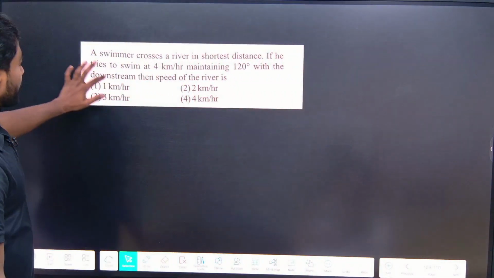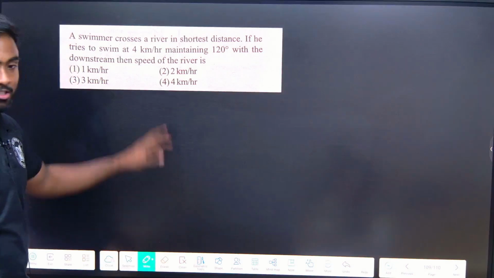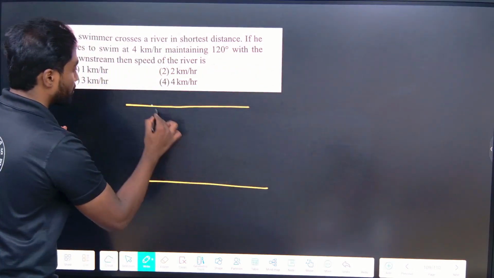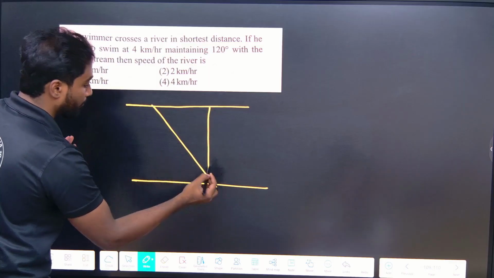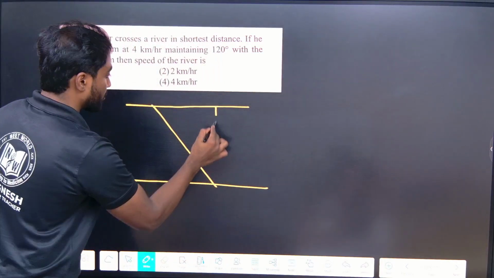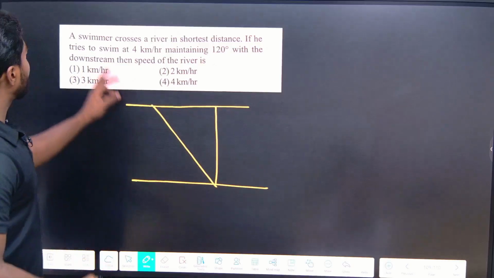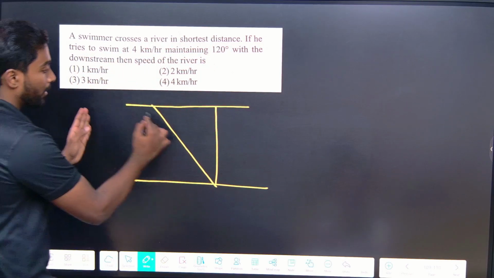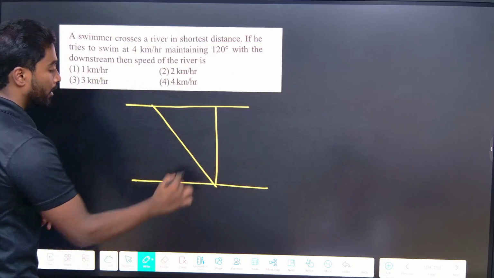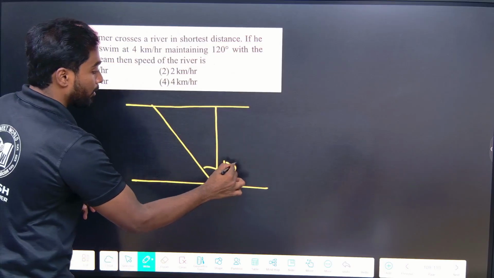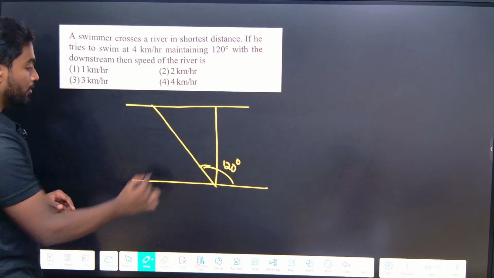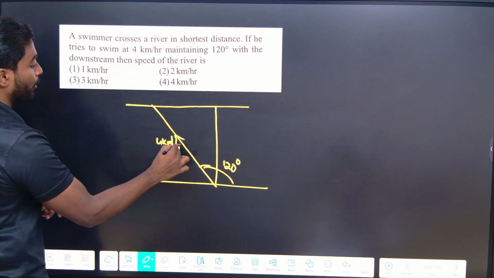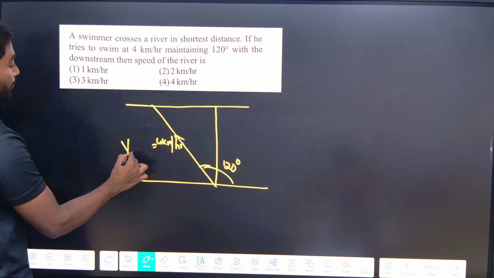A swimmer crosses a river in the shortest distance. So the shortest distance diagram will be like this. If he swims at 4 km/h maintaining 120 degree with the downstream, so the river is going like this, and he is maintaining 120 degree in total. So this is 4 km/h. What is 4 km/h? Velocity of the swimmer with respect to river.